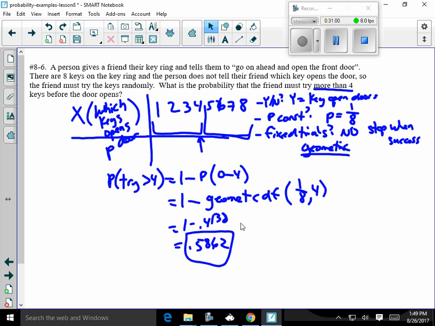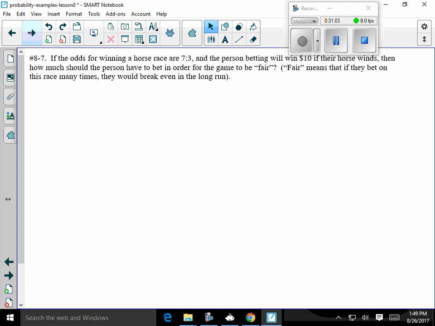Okay, just a few more problems here to go. Let's try another one. It says, if the odds for winning a horse race are 7 to 3, and a person betting will win $10 if their horse wins, then how much should the person have to bet in order for the game to be fair? Fair means that if they bet on this race many times, they would break even in the long run. Okay, so pause this, give it a try.